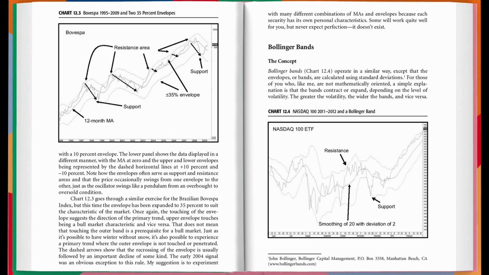That does not mean that touching the outer band is a prerequisite for a bull market. Just as it's possible to have winter without snow, it's also possible to experience a primary trend where the outer envelope is not touched or penetrated. The dashed arrows show that the recrossing of the envelope is usually followed by an important decline of some kind. The early 2004 signal was an obvious exception to this rule.